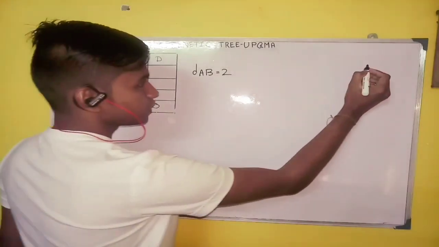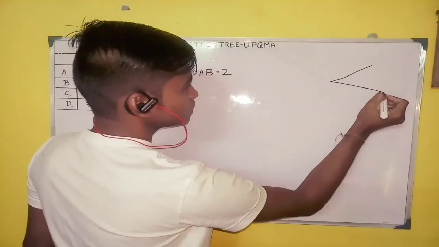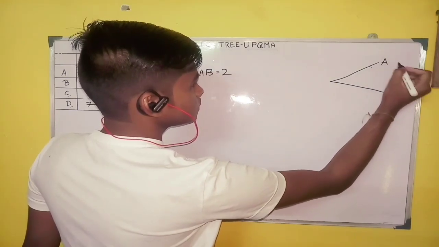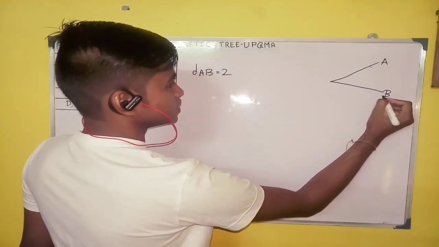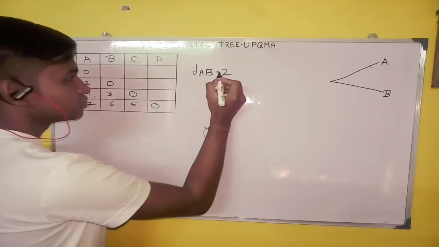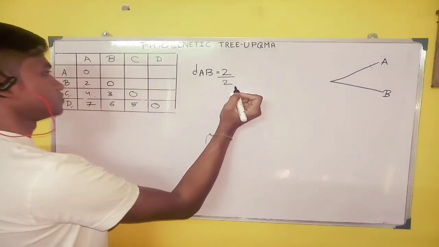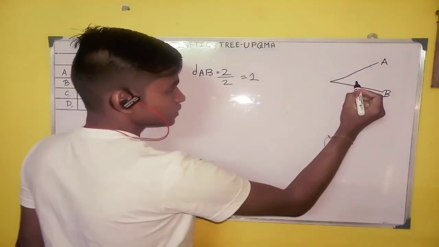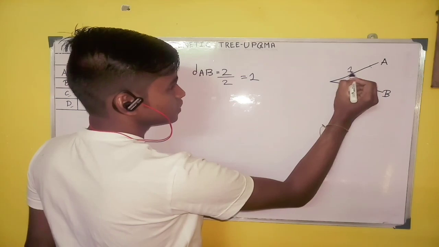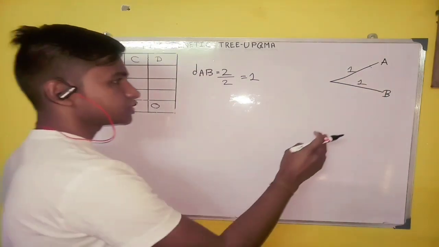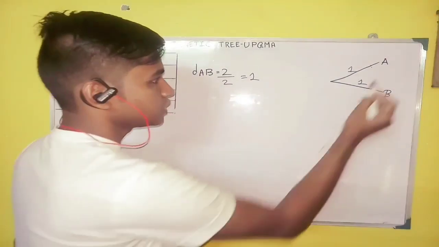So our first two roots are A and B, and 2 is shared by A and B, so we will divide this 2 by 2 and we will get 1. We will write 1 here and also 1 here. Now we have started to create our tree with A and B.